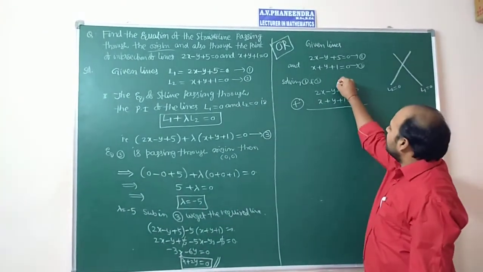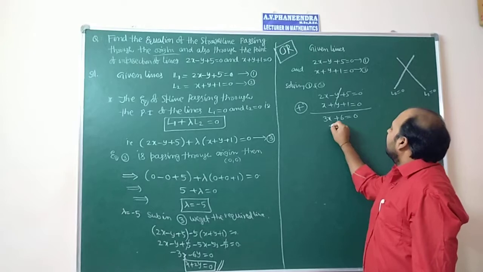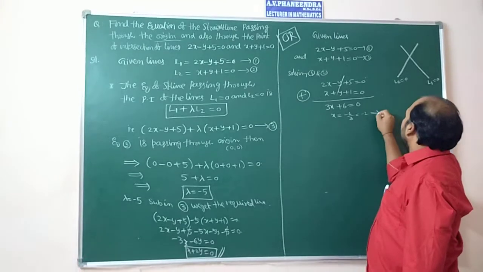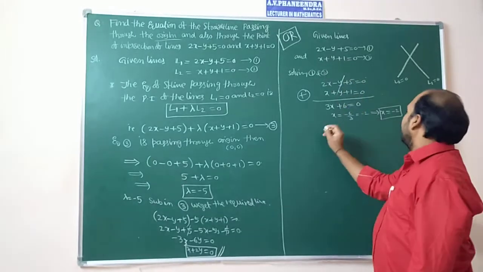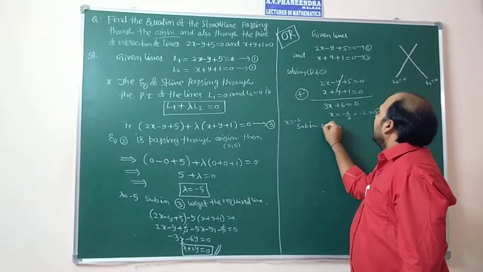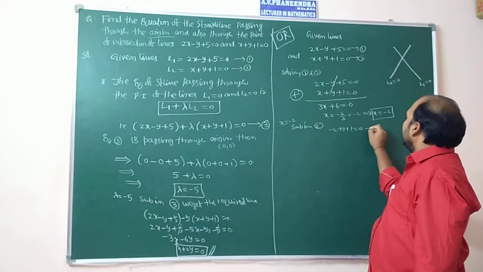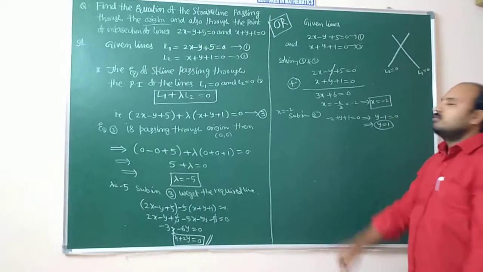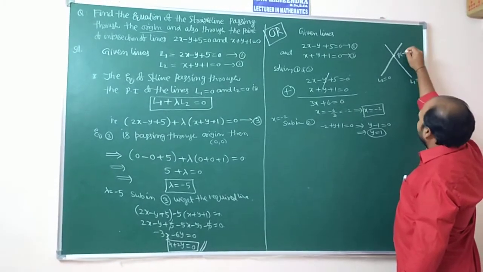If you add these two equations, y will be cancelled. 2x plus x, 3x plus 6 is equal to 0. x is equal to minus 6 by 3, which is equal to minus 2. Substitute x equal to minus 2 in equation 2: minus 2 plus y plus 1 equal to 0. That implies y minus 1 equal to 0, so y is equal to 1. Now the point of intersection of these lines is P of minus 2 comma 1.